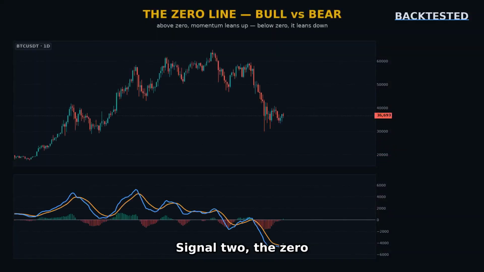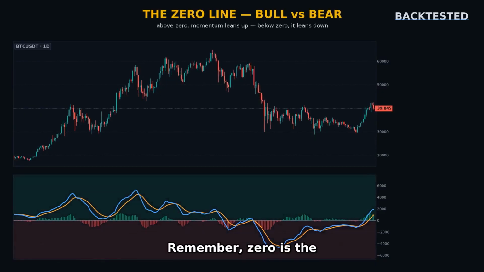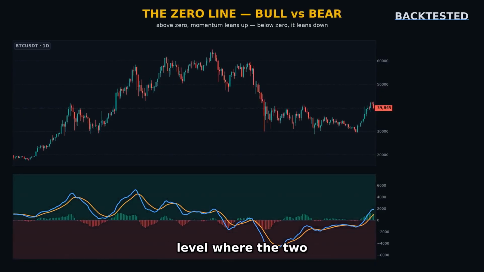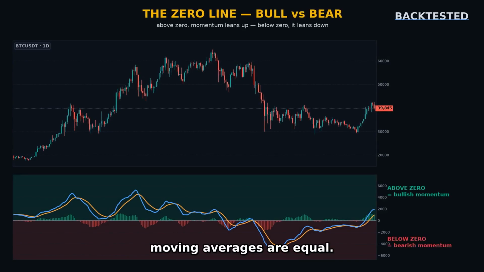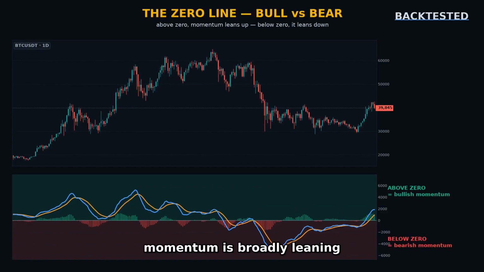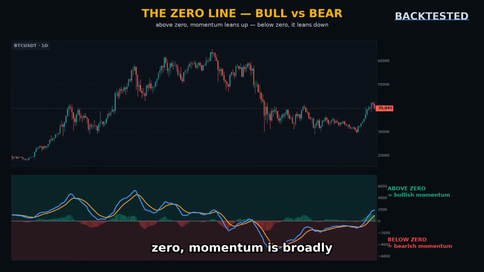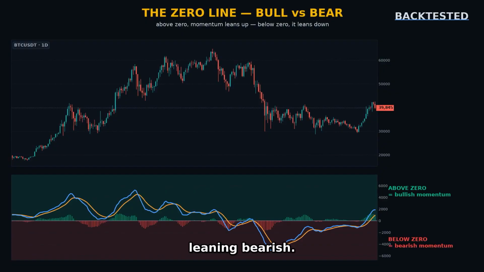Signal 2, the zero line, the simplest filter there is. Remember, 0 is the level where the two moving averages are equal. When the MACD line sits above 0, short-term momentum is broadly leaning bullish. When it sits below 0, momentum is broadly leaning bearish.